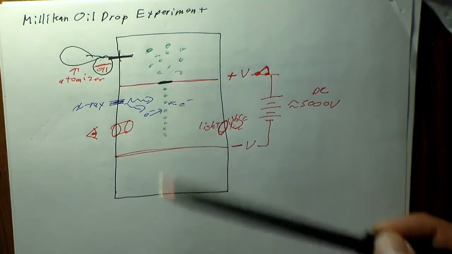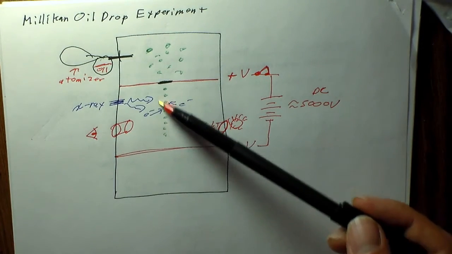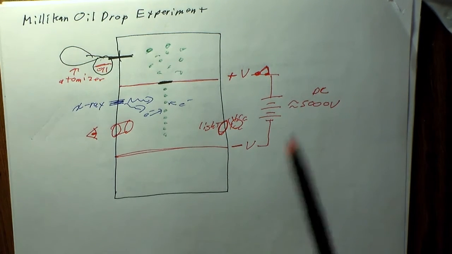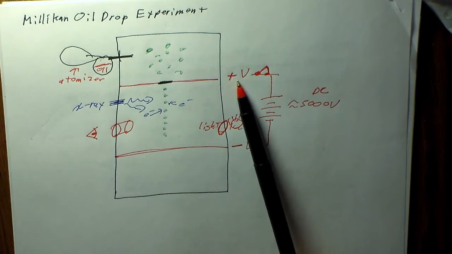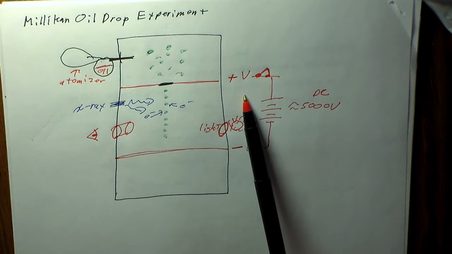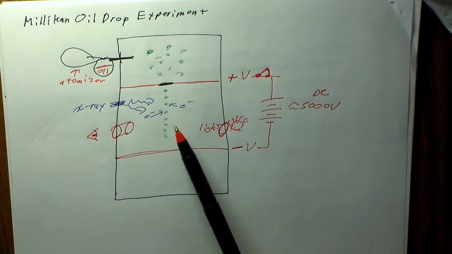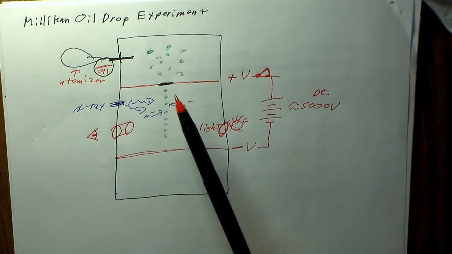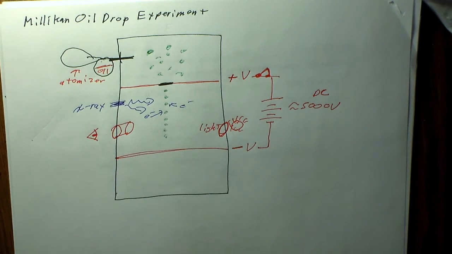And you turn your voltage on or off there, then watch the droplets either rise or fall because of the electric field. Because remember, of course, electrons, negatively charged things, are going to be attracted to the positive voltage up here, and when you turn the field on, the droplets are going to start rising. You turn the field off, the droplets start falling. And you just keep doing that over and over and over again.